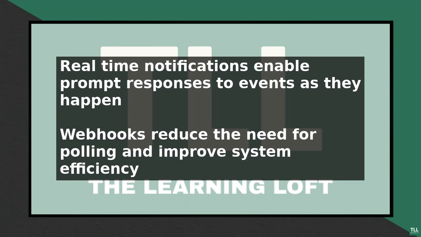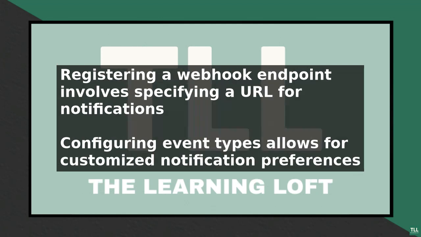To get started with Authorize Net Webhooks, you need to register a webhook endpoint with Authorize Net. This involves specifying a URL that will receive the webhook notifications. You can then configure the types of events you want to receive notifications for, such as payment notifications or customer profile updates.